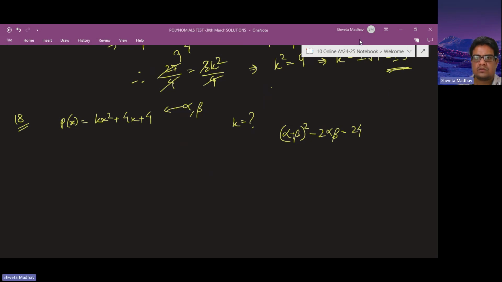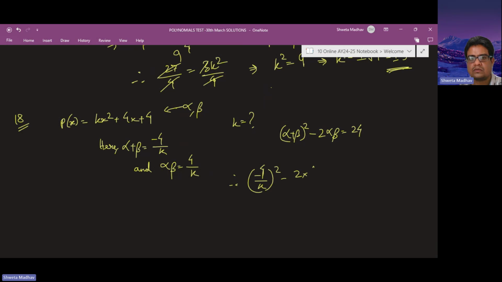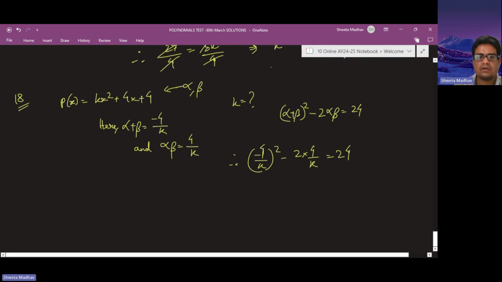Is equal to 24. Then here, the sum of the zeros, which is alpha plus beta, is equal to minus b by a, which is equal to minus 4 by k. And the product of the zeros, which is alpha beta, is equal to 4 by k, which is c by a. So then we can say that alpha plus beta whole square, meaning minus 4 by k whole square, minus 2 into 4 by k, is equal to 24. Then we have to find out the k value.